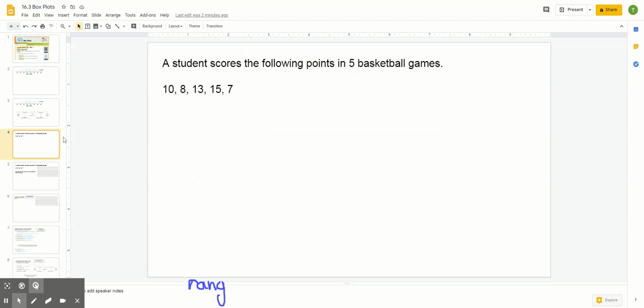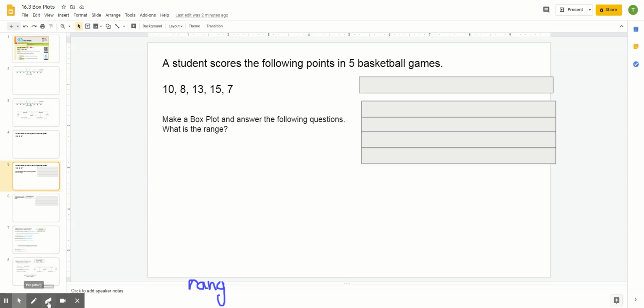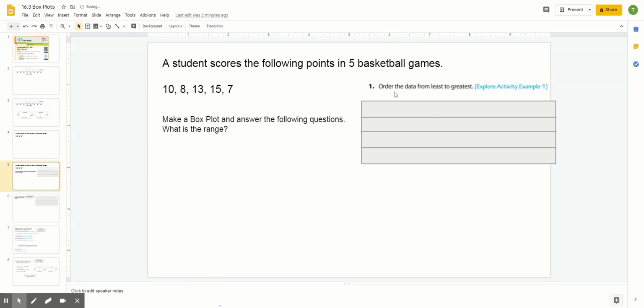All right, take a look now at a really simple example. We'll start simple, and then we'll get a little bit more difficult as we go. A student scores the following points in 5 basketball games: 10, 8, 13, 15, 17. These are the steps now. Again, very, very simple to start. So let's do this. Order the data from least to greatest. I'm going to do it down below here. So I just put them in order. We've been doing this now for a week.